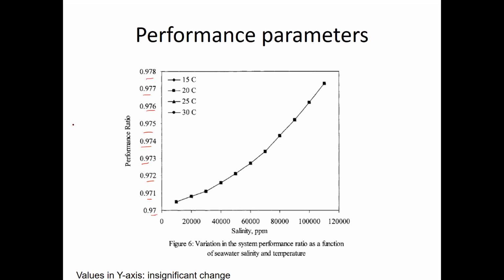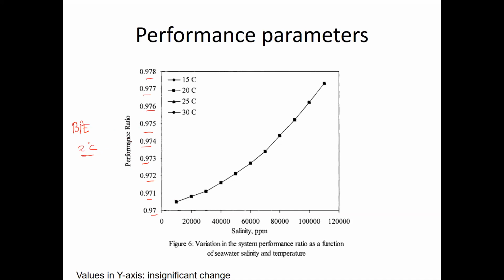And this is because the value of the boiling point elevation is a small value. As you change the salinity from say 28,000 to 45,000, the boiling point elevation is going to be within a limit of 2 degrees centigrade only, which means that this kind of change in the salinity is not affecting the PR.